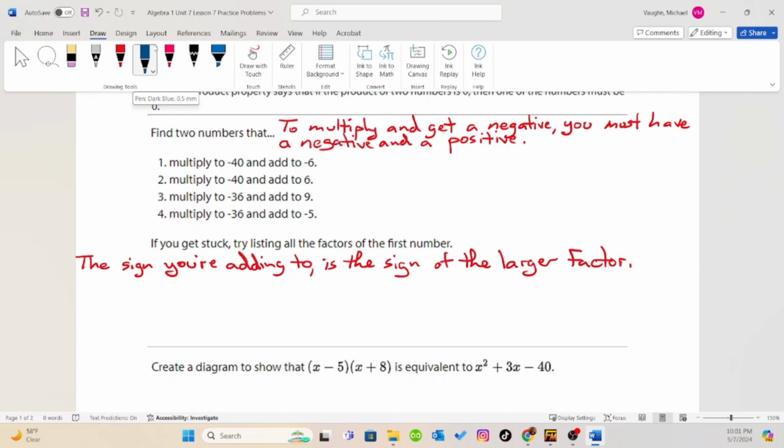So on number 1, we need to multiply to negative 40. And we need to add to negative 6. So we're going to start going through the factors until we find a combination that would be 6 apart from each other. So we have 1 and 40. They're 39 apart. They're not going to come out to negative 6.